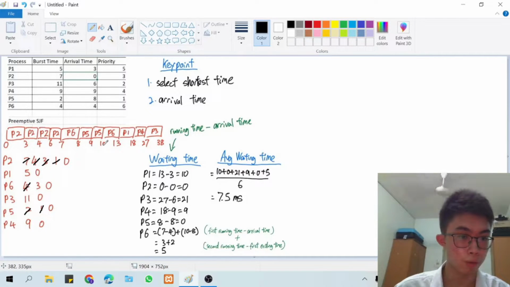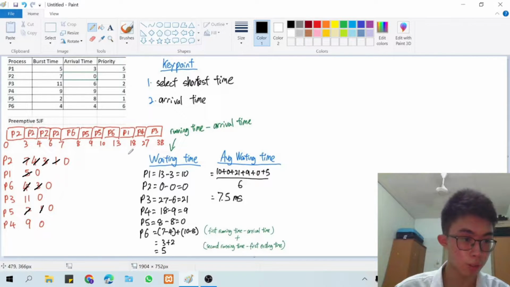Then after P5, we select the shorter burst time of the remaining process, which is P6. The remaining burst time of P6 is 3. We run all of it until it reaches 30 millisecond. Then we find another which is P5 with the burst time of 5 millisecond. We run all of its burst time until 18 millisecond.